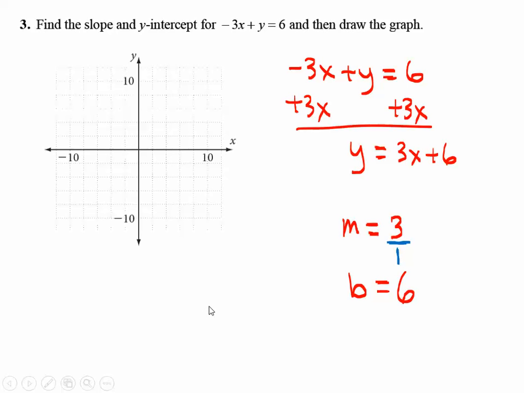Kind of careful here because it goes out to 10. So that means each of those is 2.